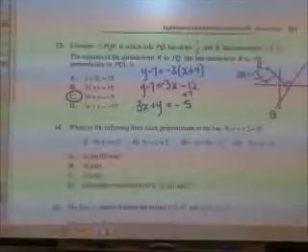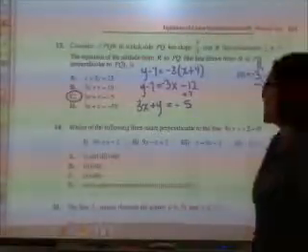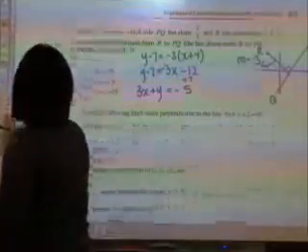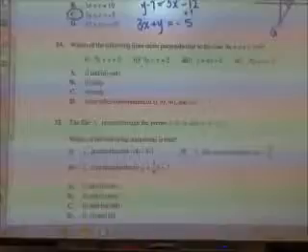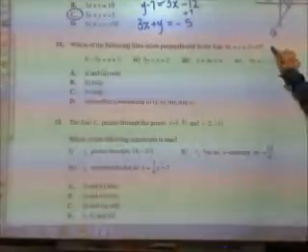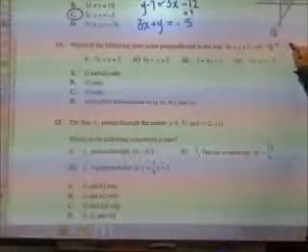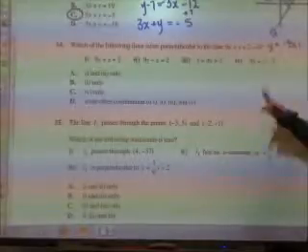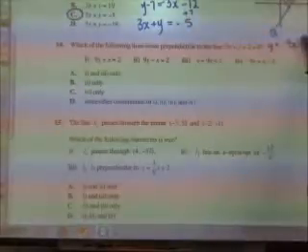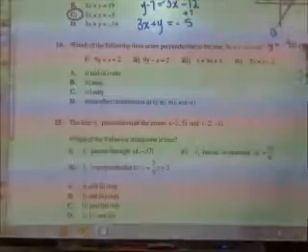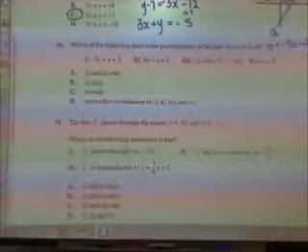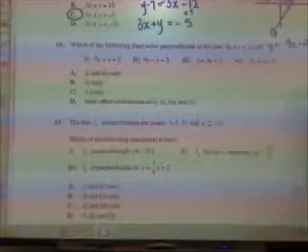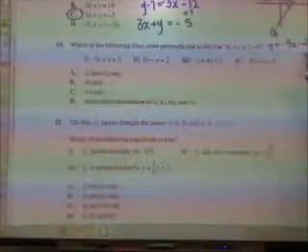Okay. Question number 14. Which of the following lines are perpendicular to the line 9x plus y plus 2 equals 0? So if I write this as y equals mx plus b, I get negative 9x minus 2. So what's the slope of this line? Negative 9. So what's the slope of my perpendicular line? 1 over 9. That's the slope that I'm looking for.